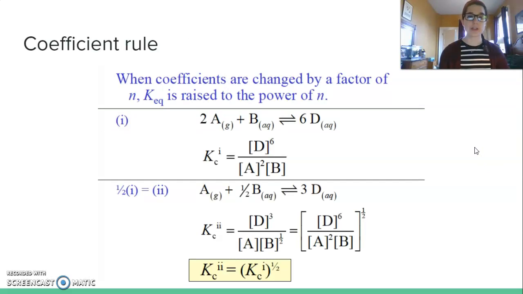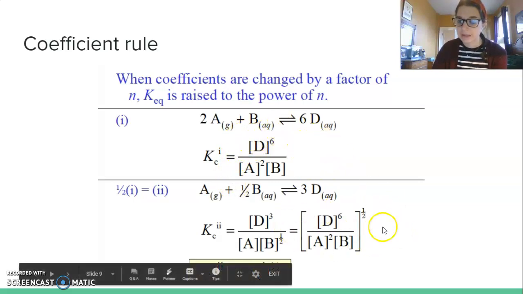So when coefficients are changed by a factor of n, KEQ, or Q, would be raised to the power of n. So in this example here, we have equation 1 and equation 2. Comparing the two, to go from 1 to 2, it looks as though we multiply everything by 1/2. So A's coefficient goes to 1, B's coefficient goes to 1/2, and D's coefficient goes to 3. So to find the K value for the second equation, if we had the K value of the first equation, all that we would have to do is raise this entire expression to the 1/2, and that's what they do right here.